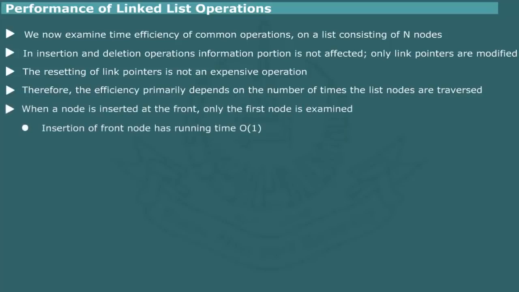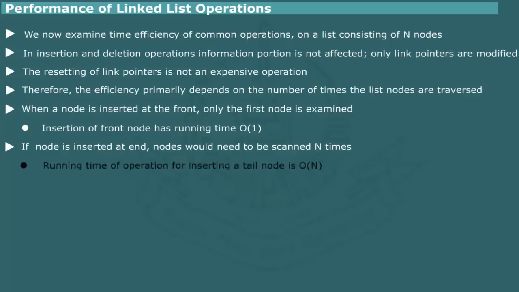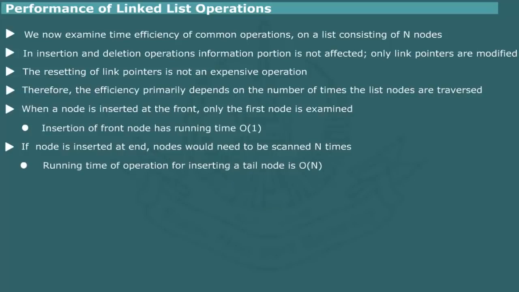When a node is inserted at the front, running time does not depend on the size of the list. Thus, the operation has running time O(1). If a node is inserted at the end, the nodes would need to be scanned n times, and at each step, one comparison of link pointer is made. As such, the running time of the operation for inserting a tail node is O(n).